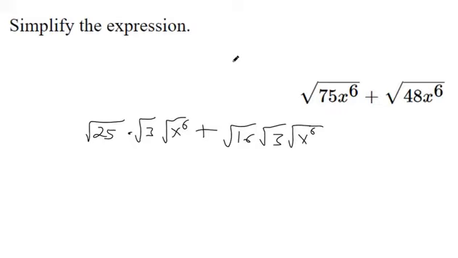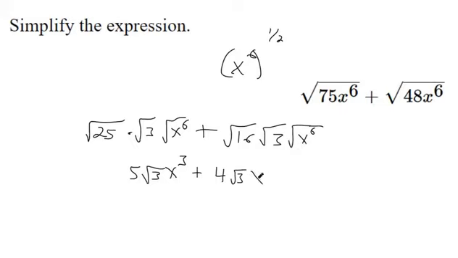A square root is a 1/2 power. So you have x to the 6 being raised to the 1/2 power. Powers on top of powers multiply, so this is x to the 3rd. And then the square root of 25 is 5. The square root of 16 is 4. And then the square root of x to the 6 again is x to the 3rd, like we said.